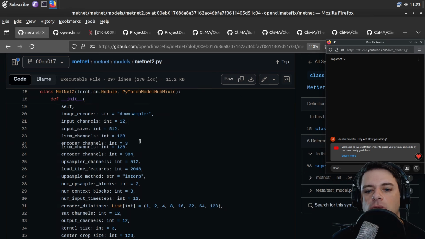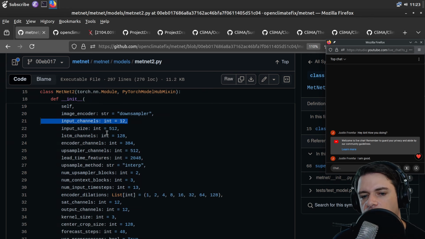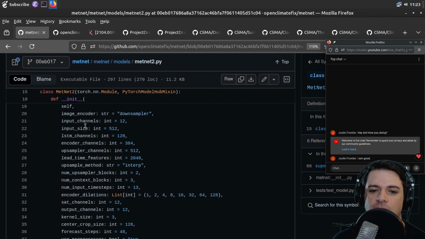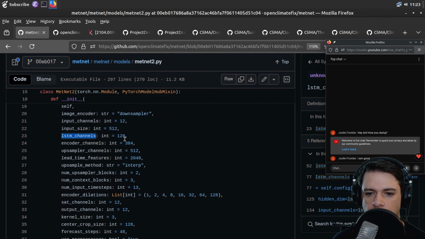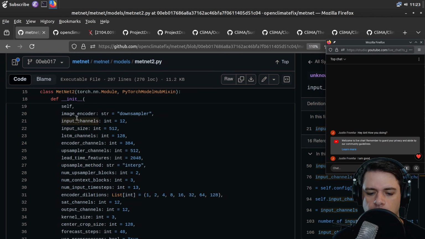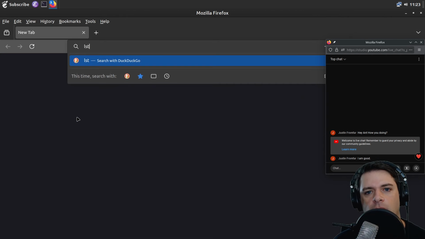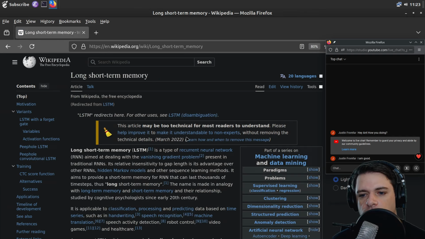Okay, so we've got input channels. I forget how channels work in PyTorch. They have some sort of input and output. Input size, LSTM channels. This should be long short-term memory. I don't know if it's a channel or... I thought it was like a way of combining neural networks.